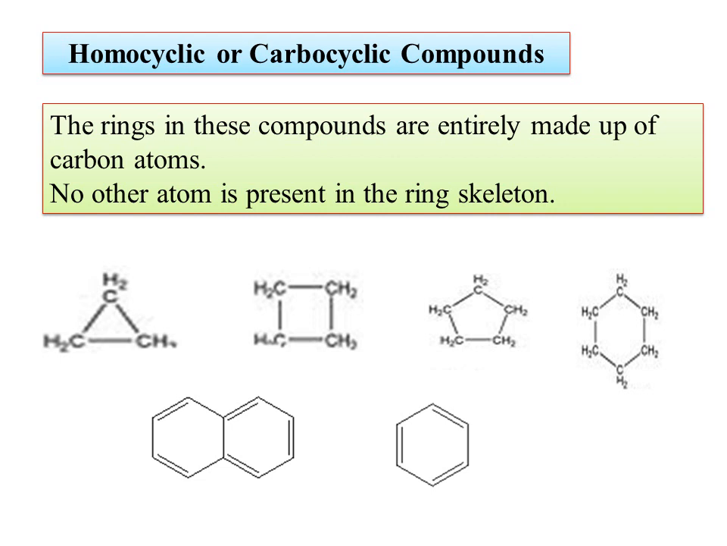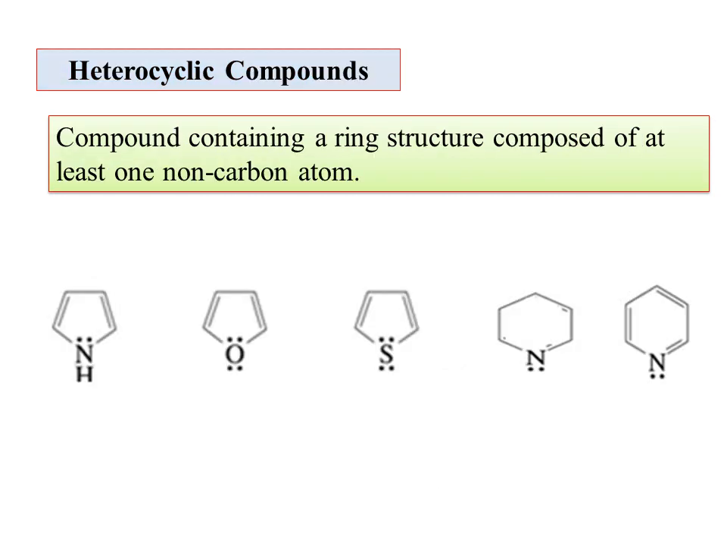Here they form a ring-like structure, and the ring of the compound is made up of only one type of atom. Then they are called homocyclic in nature. Examples: cyclobutane, cyclopropane, cyclopentane, cyclohexane, benzene, naphthalene. All these are examples. Similarly, you have heterocyclic compounds.